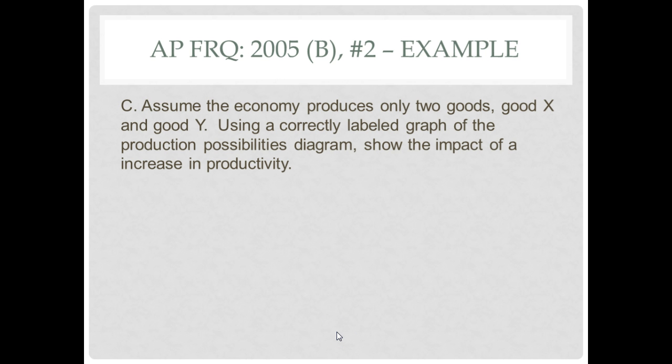Now let's finish up with part C. It says, assume the economy produces only two goods, good X and good Y. Using a correctly labeled graph of the production possibilities diagram, show the impact of an increase in productivity. Okay, remember our PPF allows us to illustrate two different goods at one time.